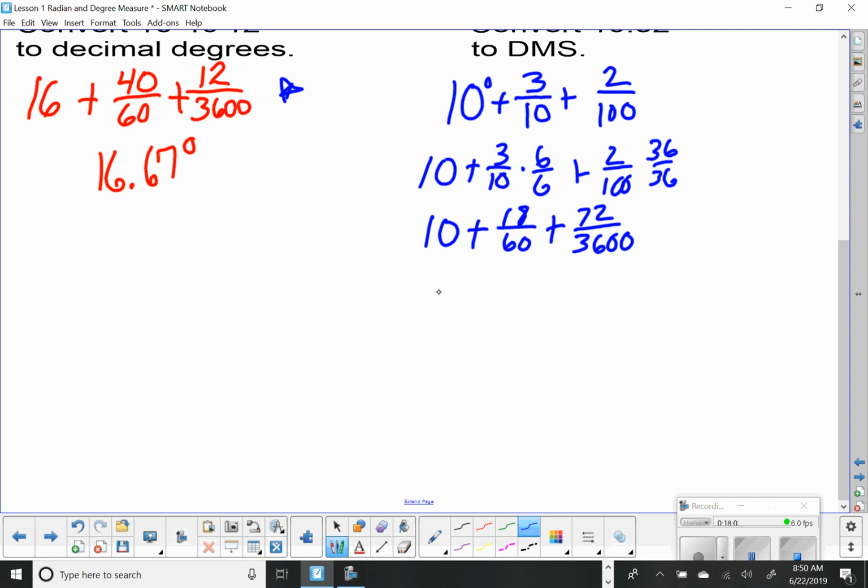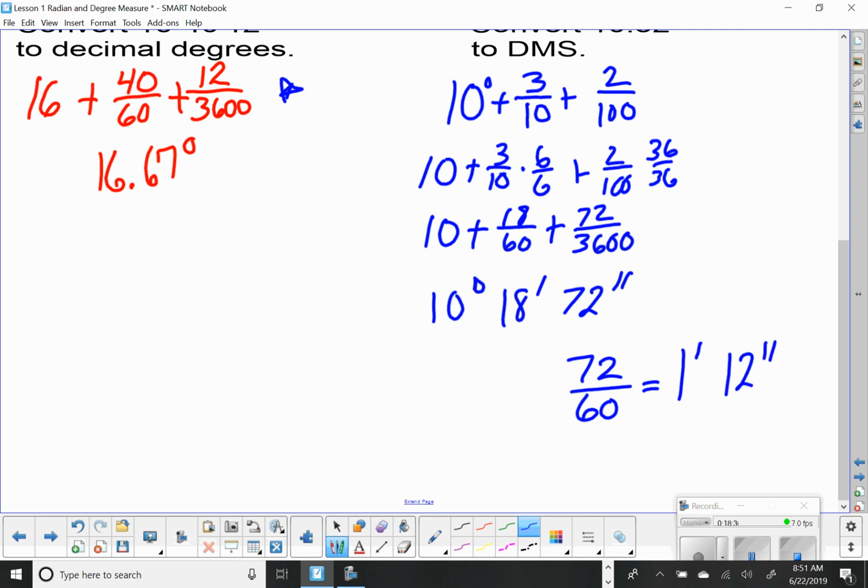Now, you're almost there. I can say that this is 10 degrees, 18 minutes, 72 seconds. Okay, think about that. 72 seconds. Ooh. 72 seconds contains minutes. So this, okay, 72 divided by 60 is equal to 1 minute, and then 12 seconds is left over. So now I realize that I have 10 degrees, 19 minutes, and 12 seconds.